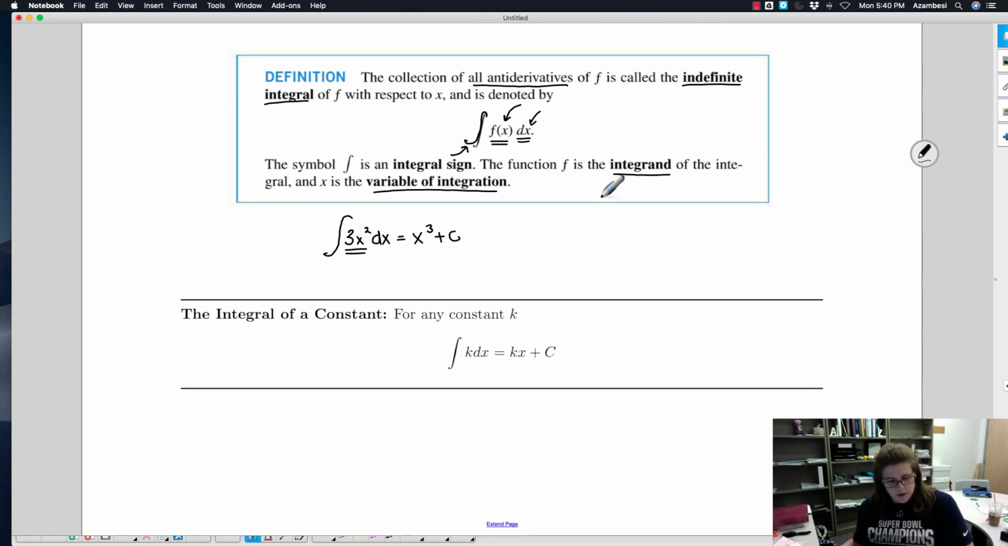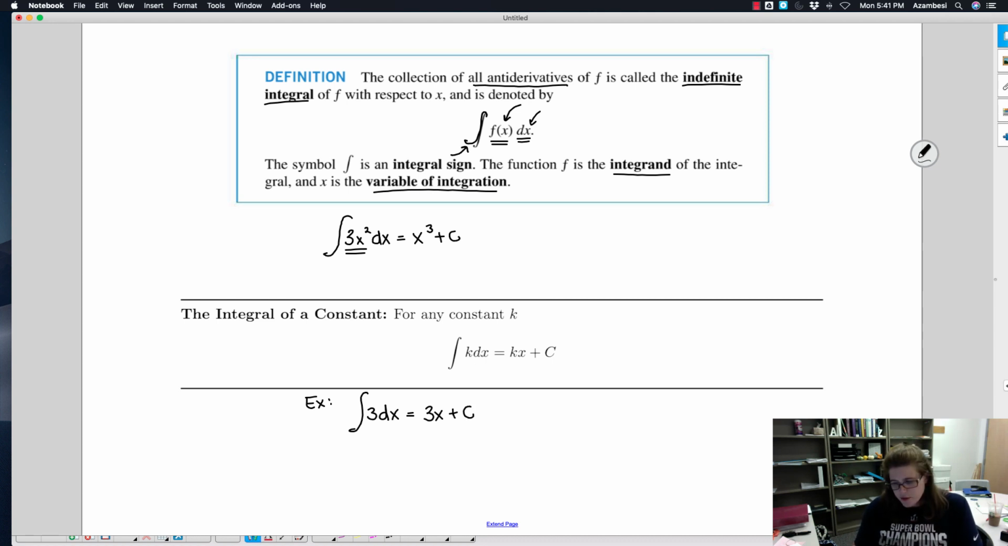Some rules going on. If you have a constant, so if something has a derivative of a constant, it's always that constant times x. So for example, if we have the integral of 3 dx, which means integrate 3 with respect to x, this is always going to be 3x because the derivative of 3x is 3, plus c.